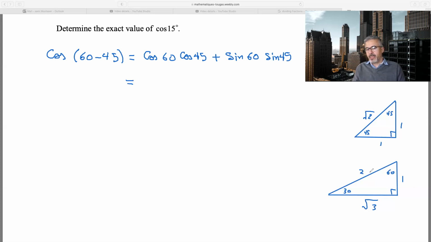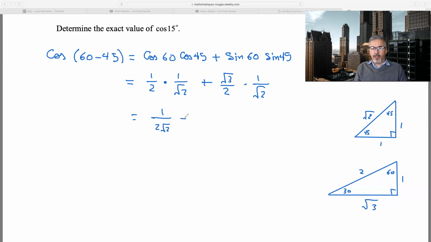So cos 60 is adjacent over hypotenuse, so that's 1/2 times cos 45, that's 1/√2, plus sine 60 is √3/2, and sine 45 is just 1/√2. Now this will give me 1/(2√2) plus √3/(2√2). Since the common denominator is the same, I'm just going to write it once and write this as (1 plus √3) over 2√2. This is your answer, but it's always a good idea to go and rationalize the denominator.